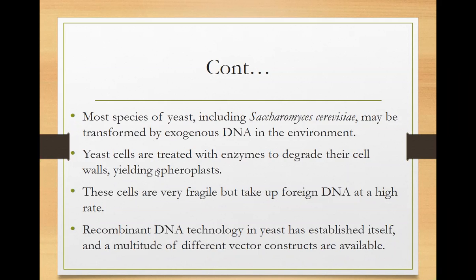So to transform these yeast cells, first we need to treat them with enzymes that degrade the cell walls, and then allow the transformation to take place so that they take up the foreign DNA at a high speed, in a relatively efficient manner. For recombinant DNA technology in yeast, a number of vectors have been constructed. We have studied so many vectors that could be used for yeast. Just to name a few, we have the yeast artificial chromosome and the yeast episomal plasmid. These are the different vectors meant for transfer of genes in yeast cells.